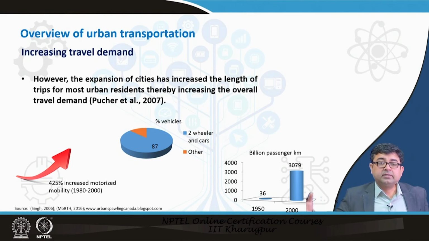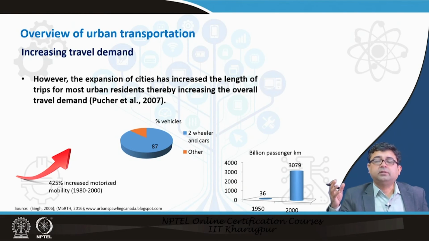And it has increased the length of trips because now you are living farther and farther away from the place where you work, or the place where your school is, or the place where you go to shop, and that is increasing the number of kilometers that you travel. So, when I say vehicle kilometers of travel, that is what I mean to say. Not only is the ownership of vehicles increasing, so not only are more and more people owning motorized vehicles, but the number of kilometers that they are using those vehicles is also increasing, right?